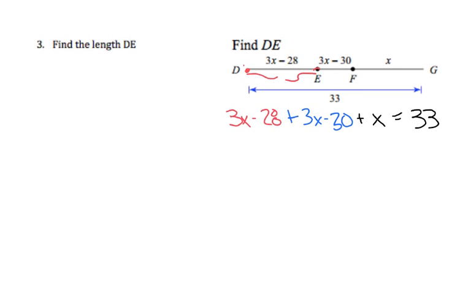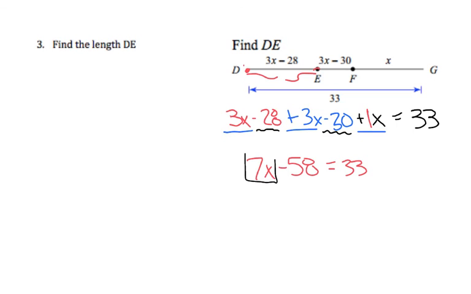All right, very basic here. We are going to have to combine like terms first. So I'm going to underline all my x variables. I'm going to put little squiggly lines underneath just my numbers. And let's combine. My x's, I end up with 3x plus 3x is 6x plus another x gives me 7x. And then negative 28 plus a negative 30 is actually going to lead to a negative 58. And that'll equal 33.